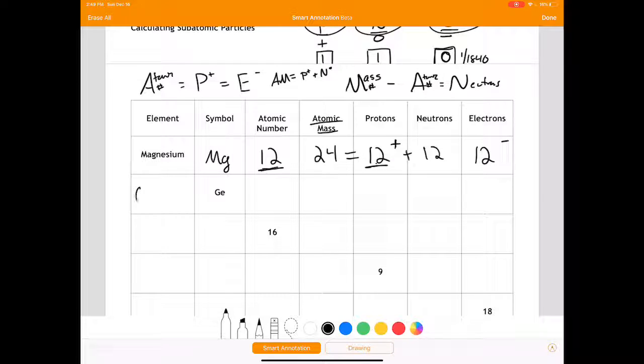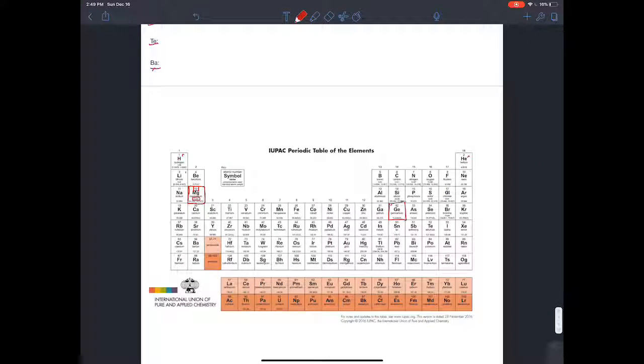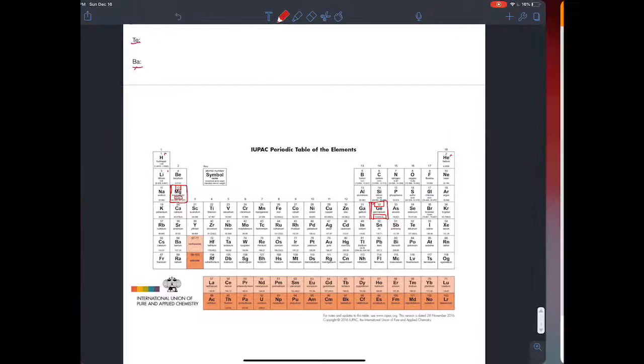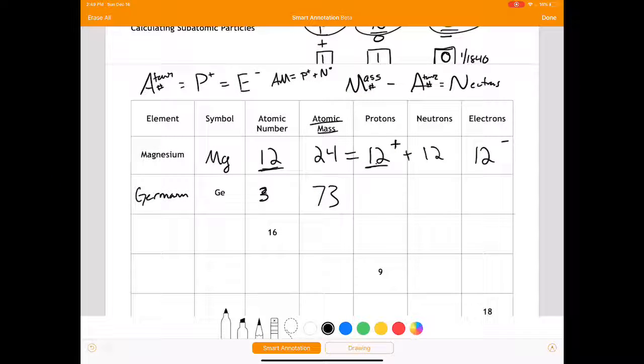Ge, germanium. Let's find germanium. It's right here. Atomic number of 32, atomic mass of 72.6, aka 73. And again, the atomic number is 32. So that means it has 32 protons. Atomic number always equals protons. It's going to equal the electrons, and then 73 minus 32 equals 41. So 41 plus 32 equals 73. The two subatomic particles with mass added together equal the atomic mass.